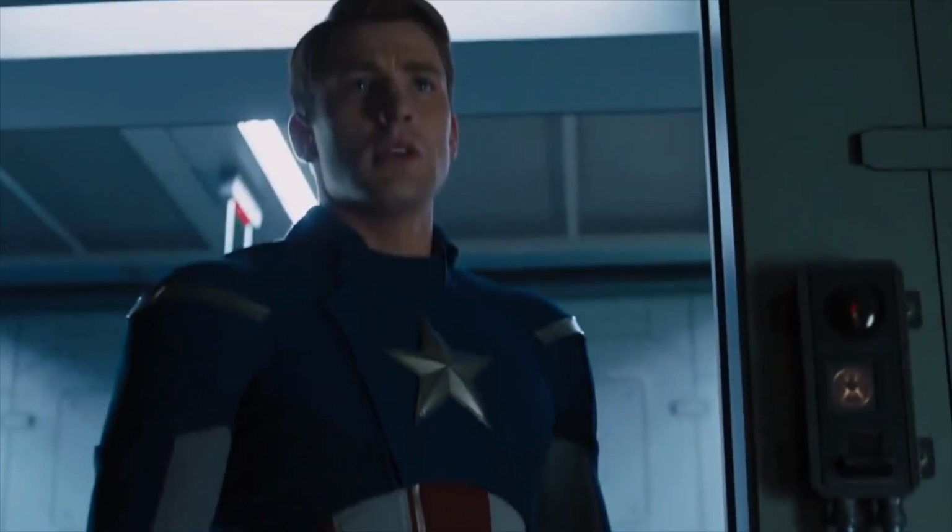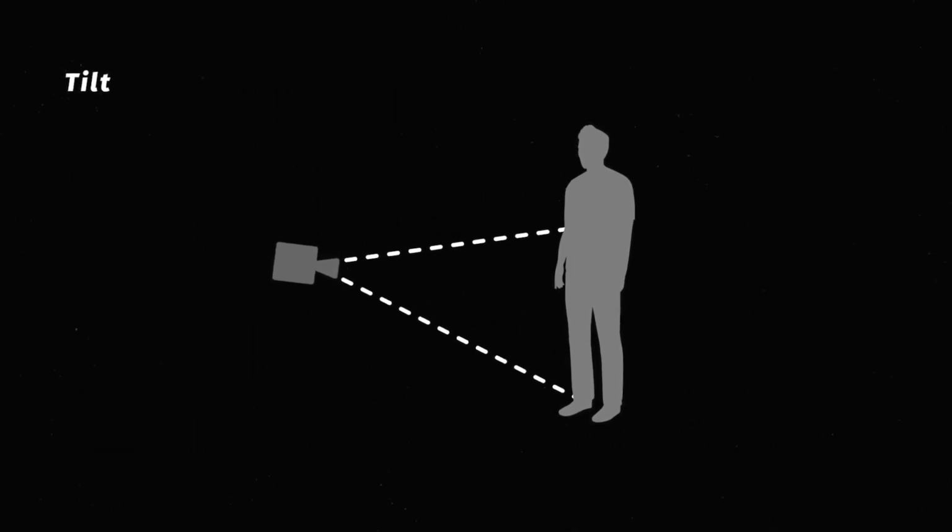Like panning, tilts are used to follow a subject, show distance, and reveal new information. It can also show the height of something. Just think about when you tilt your head. To tilt, just pivot the camera vertically up or down.